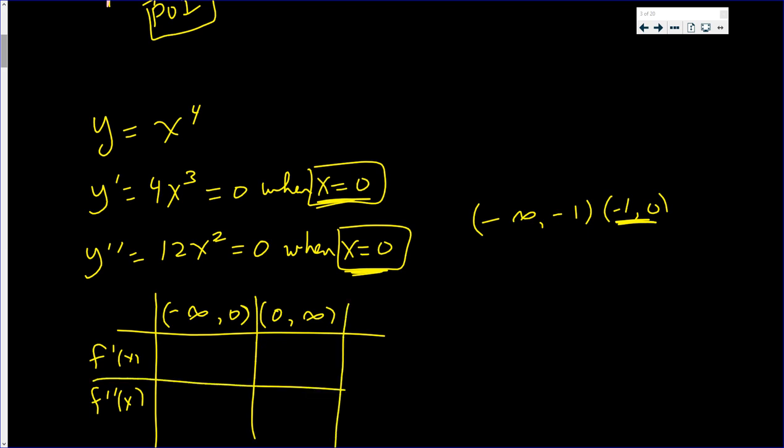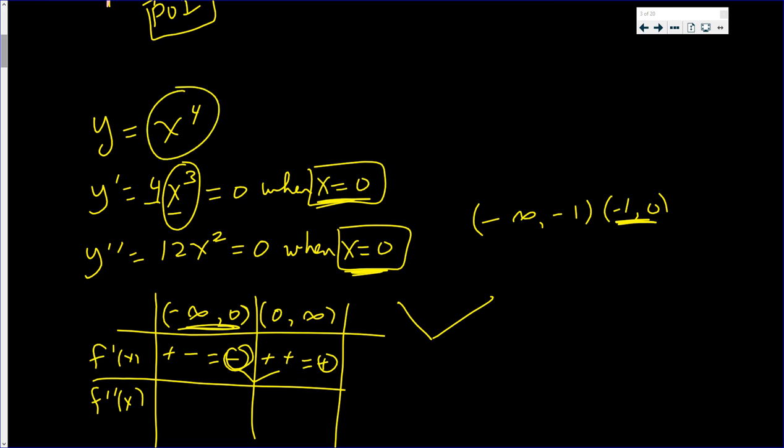X cubed. So, well, 4x cubed, that's the first derivative. 4 is always positive. X cubed is only positive when x is positive, and when x is negative, it's negative. And these numbers are all negative, so the overall sign will be negative. The overall sign will be positive. Ooh, look at that. We have a change in signs. It went from decreasing to increasing. And it being a polynomial is continuous. So we have a min here.